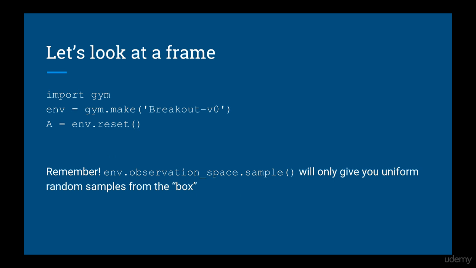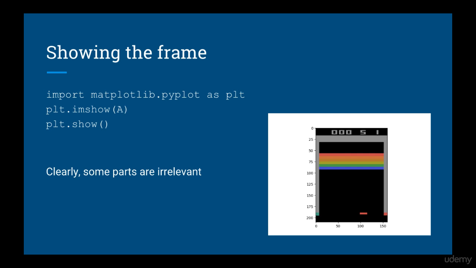First, you'll want to import Gym and get the environment, which, if you don't know, is Breakout for this example. And then get the first state by doing env.reset. Remember that env.observation_space.sample will just give you uniformly sampled pixels, so that won't help. Next, you want to import matplotlib so we can plot the image. You'll see the first frame of Breakout.